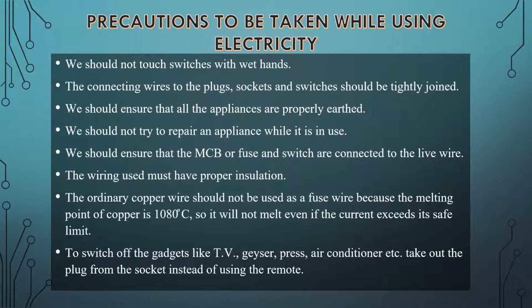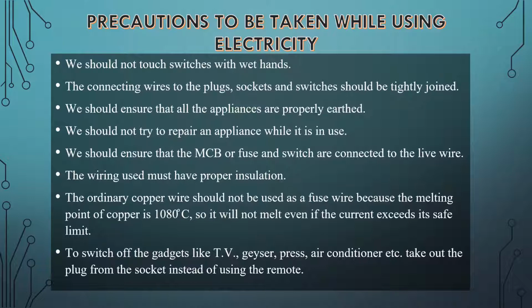Children, now let us see some precautions to be taken while using electricity. First, we should not touch switches with wet hands. The connecting wires to the plugs, sockets and switches should be tightly joined. We should ensure that all the appliances are properly earthed. We should not try to repair any appliance while it is in use. We should ensure that the MCB or fuse and switch are connected to the live wire. The wiring used must have proper insulation.